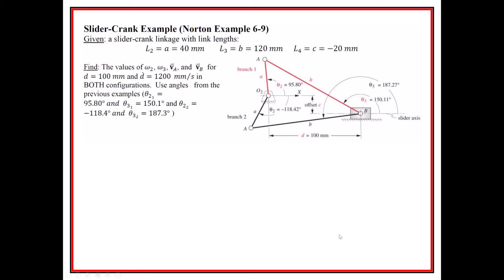But anyway, here's example 6-9 out of Norton's book, where we have, again, a 40 millimeter crank and a 120 millimeter connecting rod. There's an offset of negative 20 millimeters so that the line of action is actually below the pin. For this, we're going to know what the slider velocity is. So we want to get omega 2, and we don't know which direction it's necessarily going to go, and we want to get omega 3.